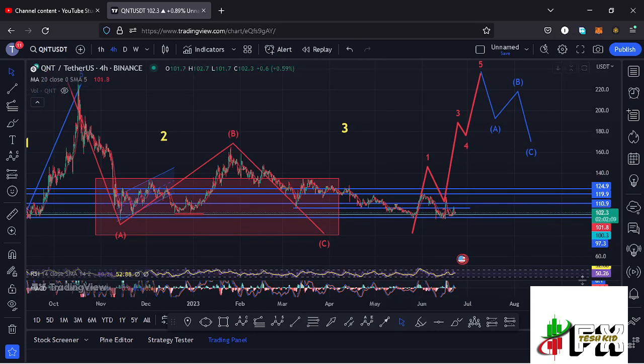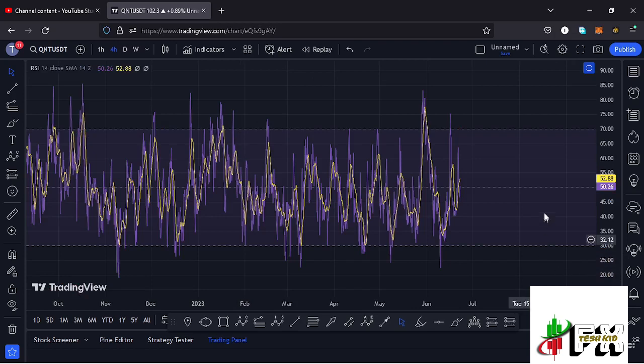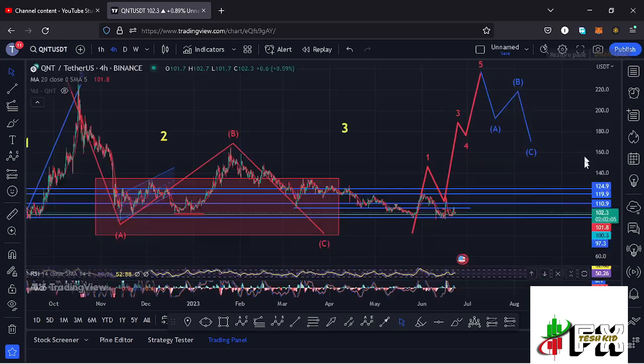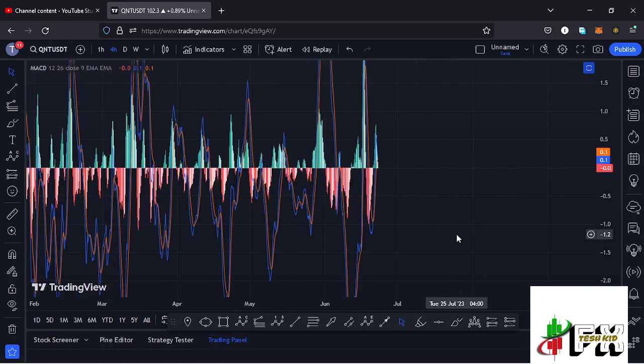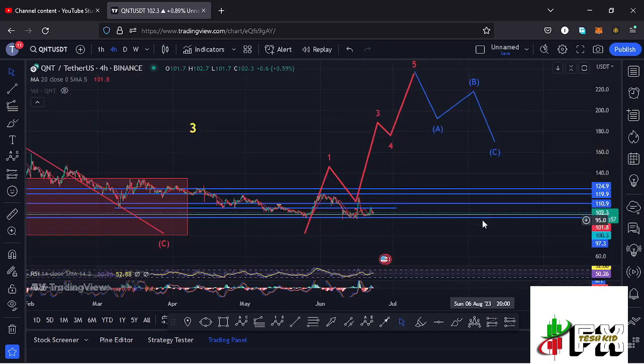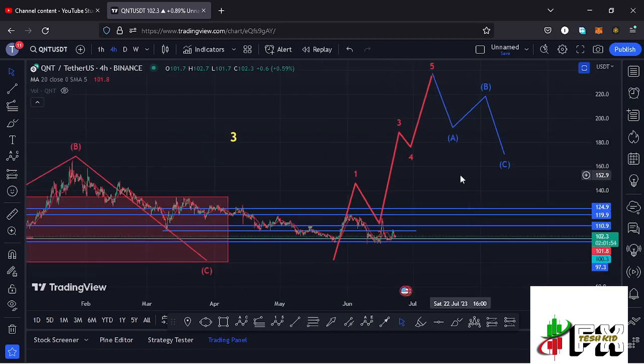Also taking a look at the indicators, on the RSI we are trading at around the 52 mark. Taking a look at the MACD, we have been able to print a bullish cross, still supporting higher prices. So let's be patient and see how that plays out, and I'll be keeping you updated.